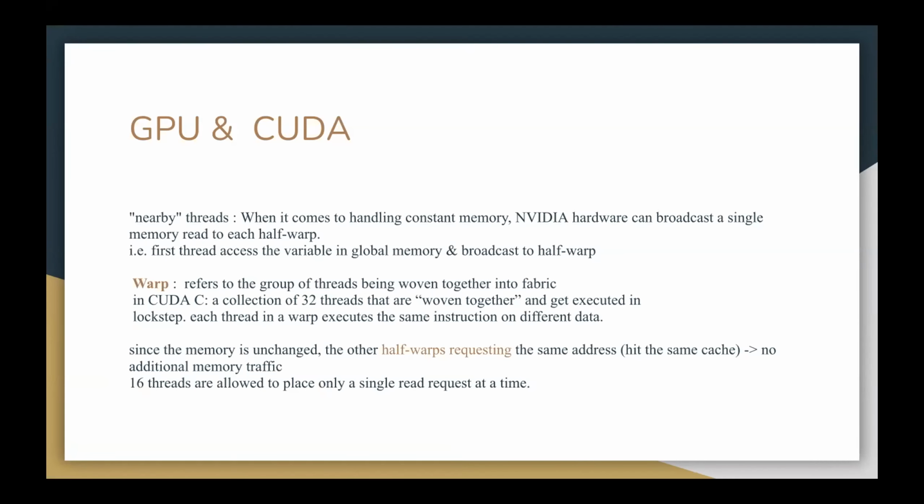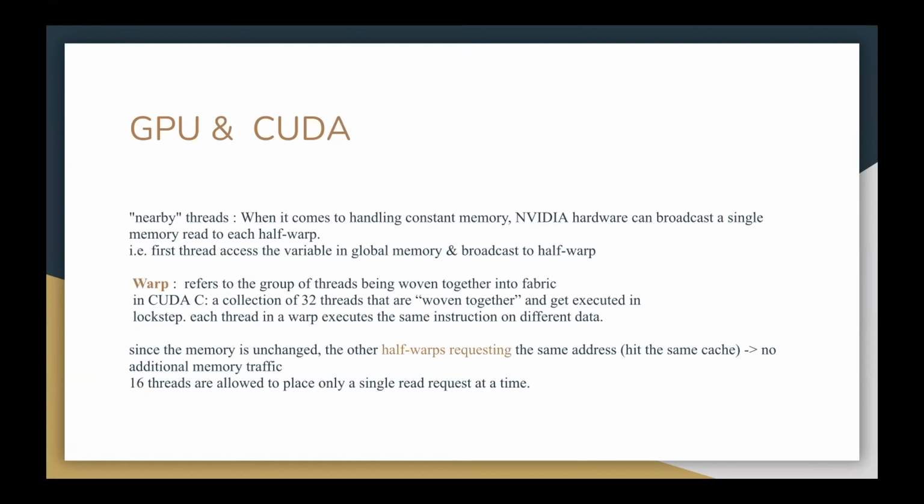There's potential that other programs can also access that. The last important thing about GPUs in CUDA is something called nearby threads. This is why the GPU can accelerate in many cases. When it comes to handling constant memories, NVIDIA hardware can broadcast a single memory read to each half warp. That is, the first thread accesses the variables in global memory and broadcasts to the half warp.